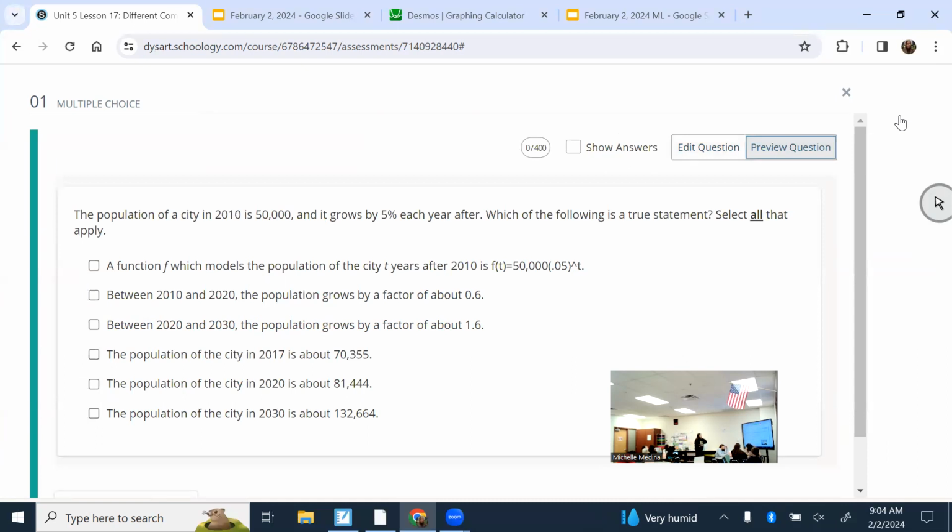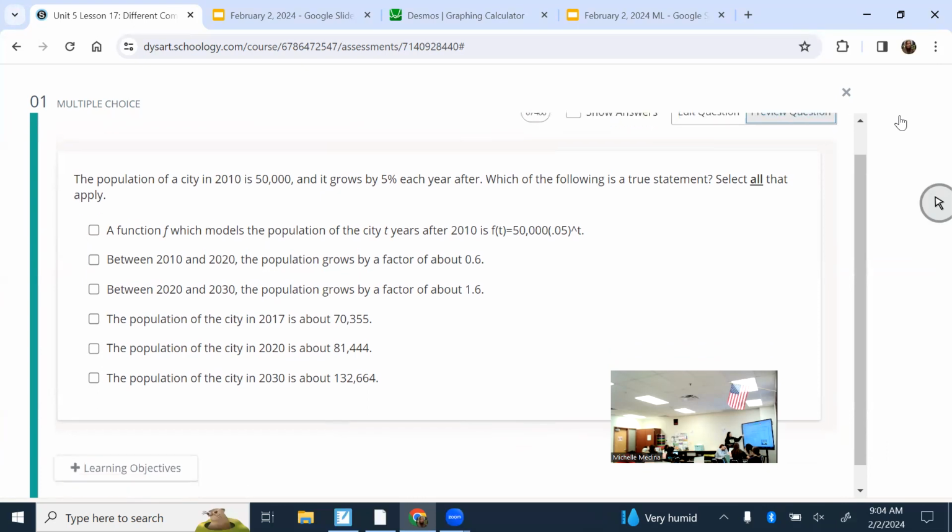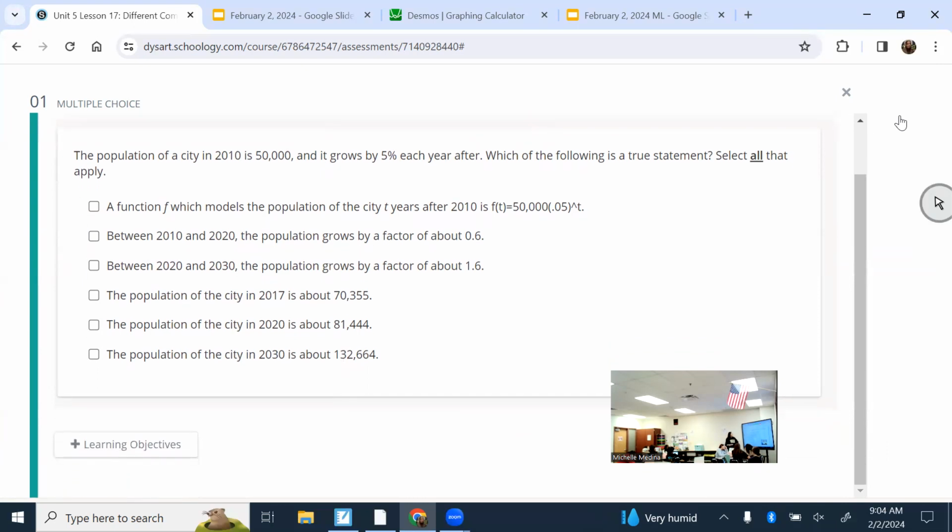Okay, so the population of the city in 2010 is 50,000 and grows by 5% each year after. Which of the following is a true statement? Select all that apply. A function f, which models the population of the city t years after 2010, would be this. So let's see. It's definitely an exponential function. This isn't an exponential function format. So let's see if it's right. Does it have the correct initial amount?